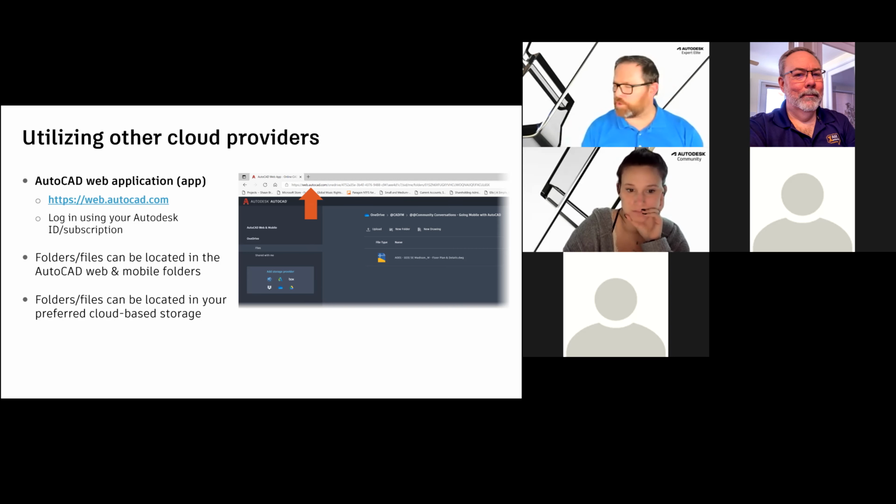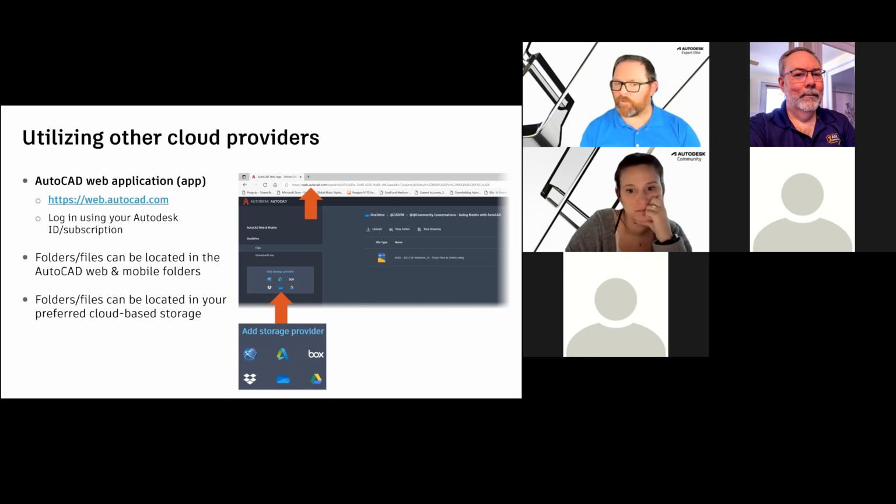The browser I use of choice, by the way, is the new Microsoft Edge, the Chromium-based one. And I do find that the AutoCAD web app works really well in that particular browser. I actually think it's better than Google Chrome, but Google Chrome tends to be the preferred platform. But as you can see, the folders and the files can be located in the AutoCAD Web and Mobile folders or your preferred cloud-based storage. So at the moment we're using OneDrive, but you've got all those other storage providers. You've also got AutoCAD Web and Mobile as well. Web and Mobile is specific to your Autodesk ID, and then you've got the other storage providers.